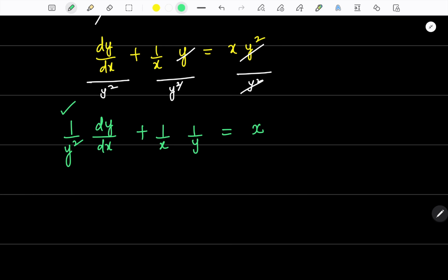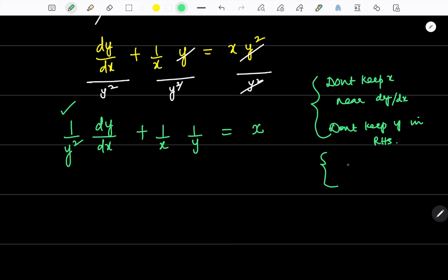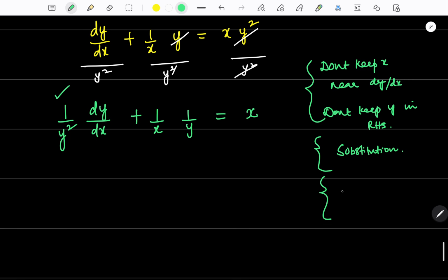Clear? What are the steps I said? Don't keep x near dy by dx. Don't keep y in the right hand side. Once these two processes are finished, then you can go for substitution. What is the substitution? You have to take it from the second term, the second term without x. Keep in your mind. So what is your second term here?